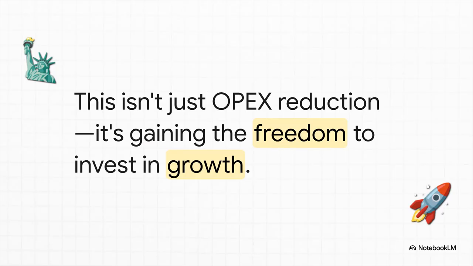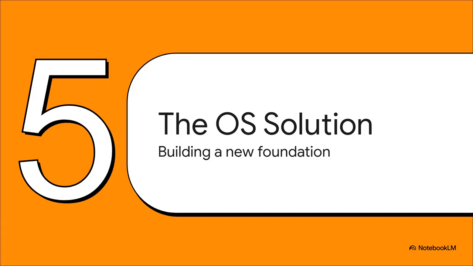And this is the most critical point. Getting rid of the ops tax isn't just a cost-saving exercise. It's about buying back freedom. The freedom for your team and your capital to be invested in things that create real value instead of just keeping the lights on. So, how do you get to this after state? Well, like we said, it's not about buying one more app. It requires a totally different approach. It's about building a true operating system for your business.